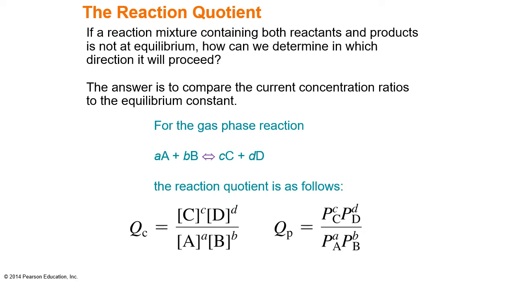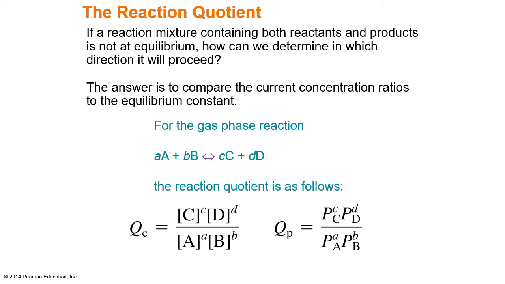Up until this point, we've been dealing with chemical reactions at equilibrium. What if our chemical reaction is not at equilibrium? How will we know? Well, one way that we can check is by calculating something called the reaction quotient. We compare this answer to the equilibrium constant, and it tells us if we are at equilibrium or not. Now you may notice that our reaction quotient looks very similar to our equilibrium constant, and that is on purpose.